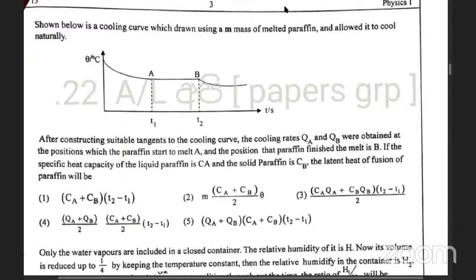Now, question number 14, isn't it? Question number 14. What is this about? I think a question from Heat.